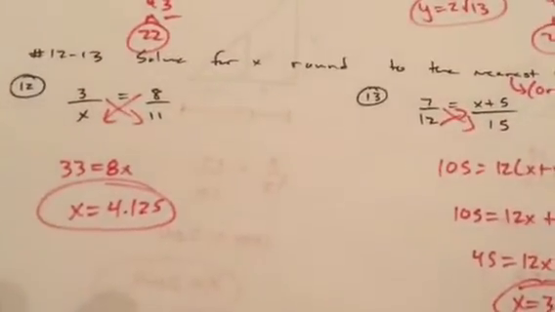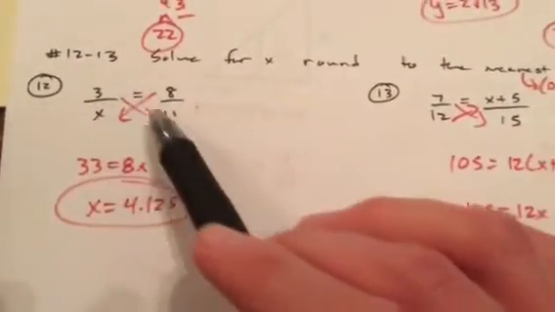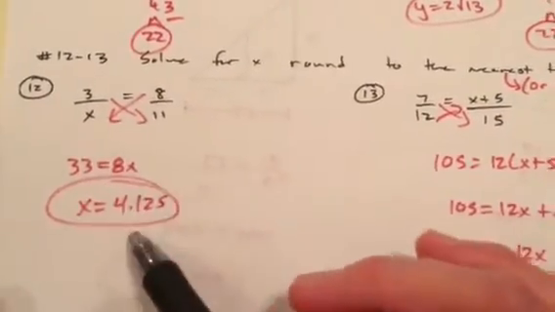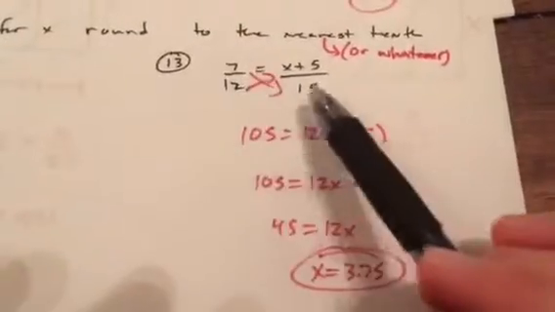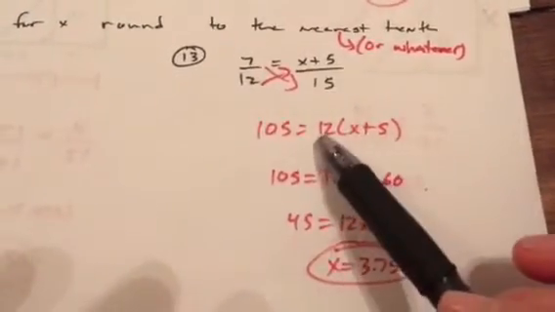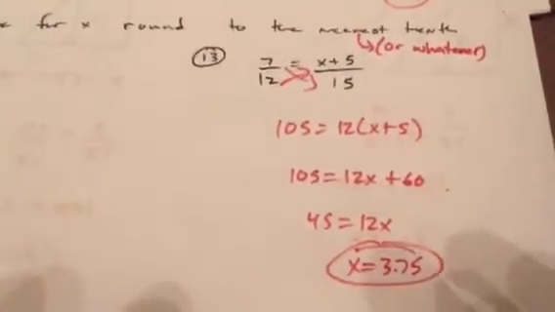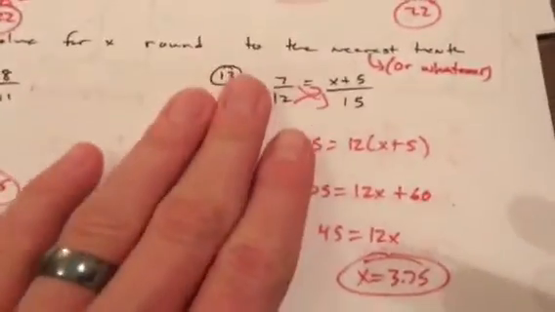All right, on this next one, simply cross multiply. 3 times 11 is equal to 8 times x. 7 times 15 is equal to 12 times this quantity, x plus 5. Use distribution. Solve for x and round to the nearest 10. And pause this whenever you need.